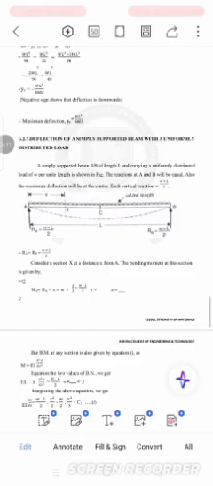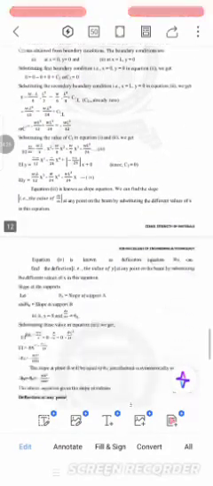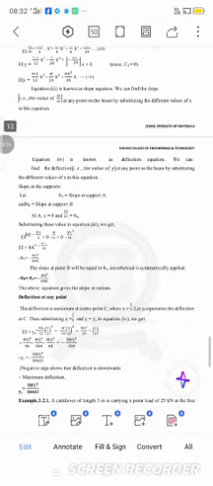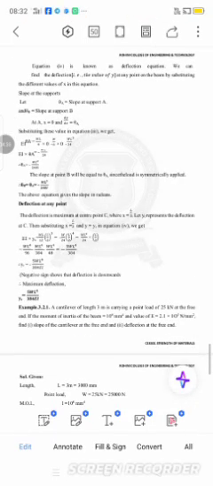The load is W into L. The reaction will be W into L divided by 2 for A, the same as for B. So RA is equal to RB is equal to W into L divided by 2. When we solve this equation, we get the slope as WL cubed divided by 24 EI, negative. Then the deflection is 5 times WL power 4 divided by 384 EI.